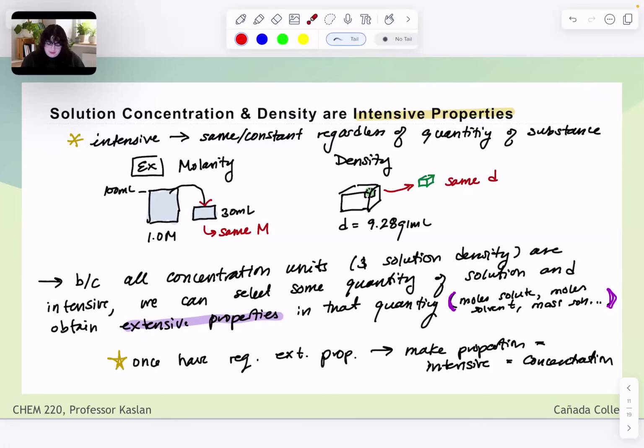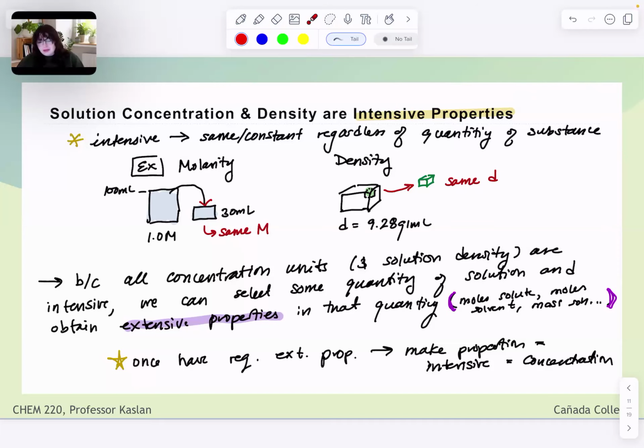So for example, I could say, let's suppose I have 100 milliliters of solution. I would choose that value because that probably would make my life easy in terms of figuring out things like moles or mass. But the idea is, even if I have the quantities of moles or mass or volume in that 100 mils, then once I get my ratio of the things I want, depending on the concentration unit, that will be the same concentration found in the 30 mils or the 1 liter.